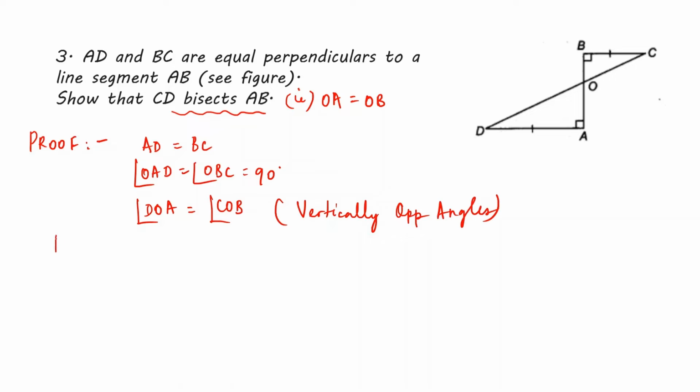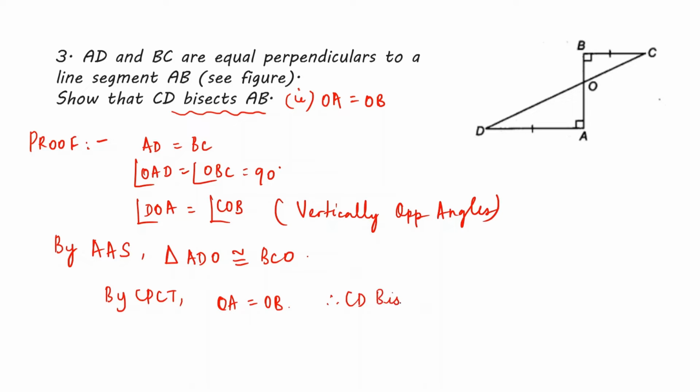So what congruency is this? By angle angle side, AAS congruency, we could say that triangle ADO is congruent to triangle BCO. Hence, by corresponding parts of congruent triangles, we could say that OA equals OB. Thus, CD bisects AB. Hence proved.